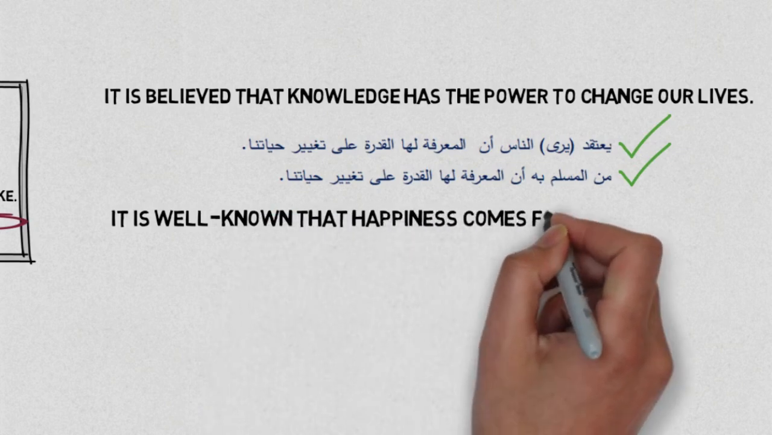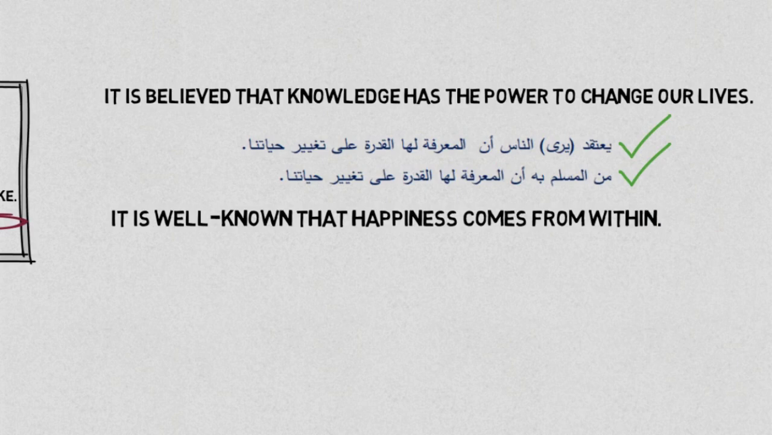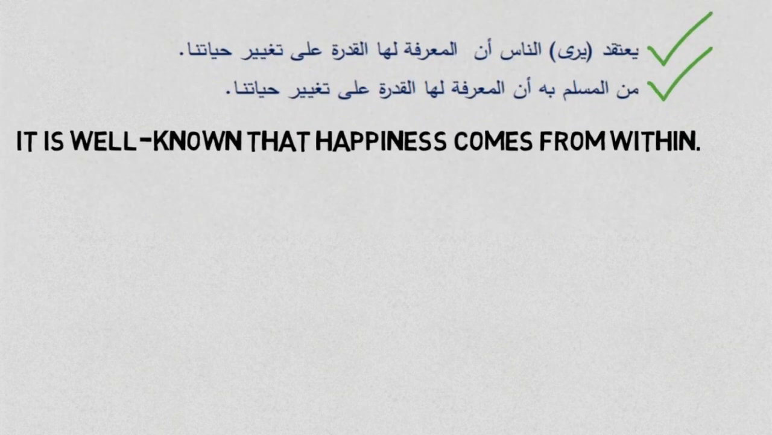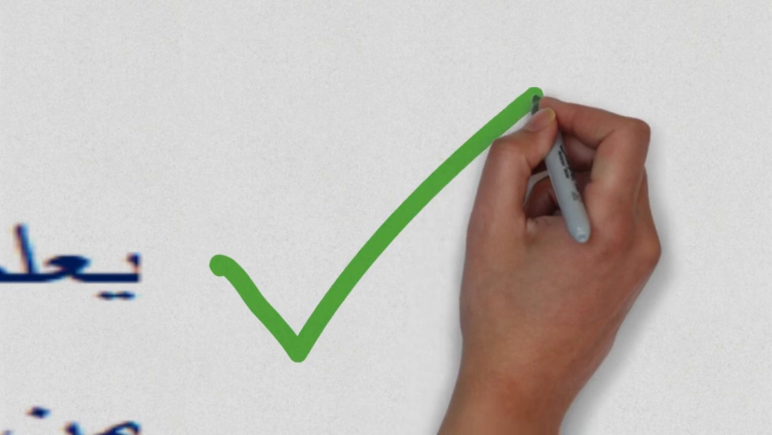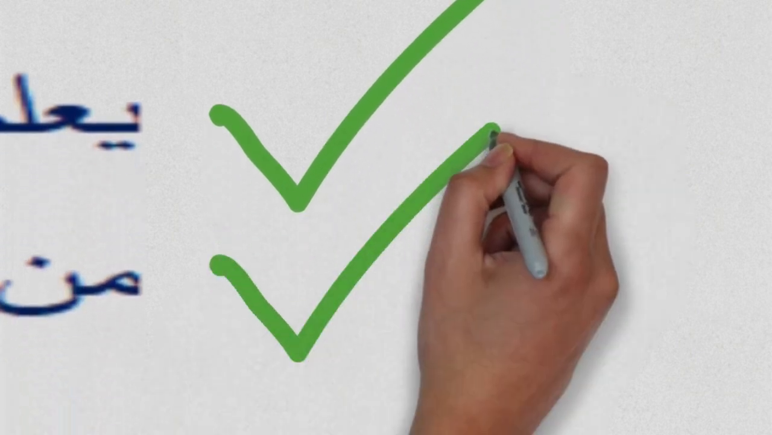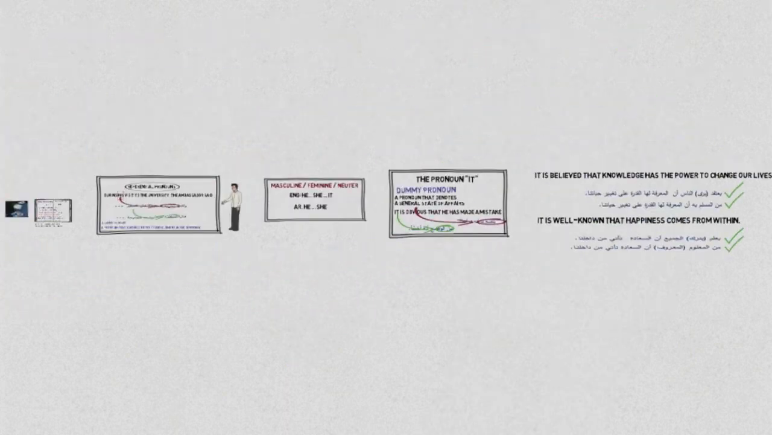Let's have another example. It's well known that happiness comes from within. يعلم الجميع، يدرك الجميع أن السعادة تأتي من داخلنا. Or we can say من المعلوم، من المعروف أن السعادة تأتي من داخلنا.